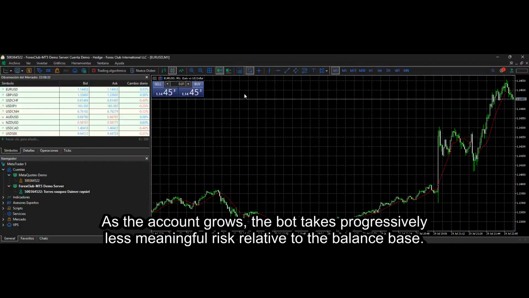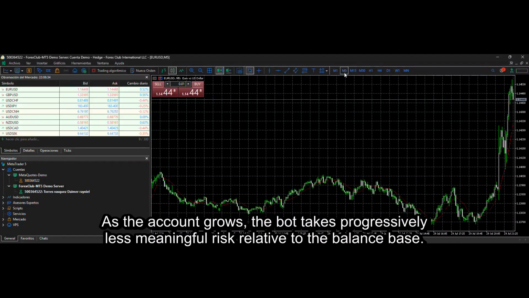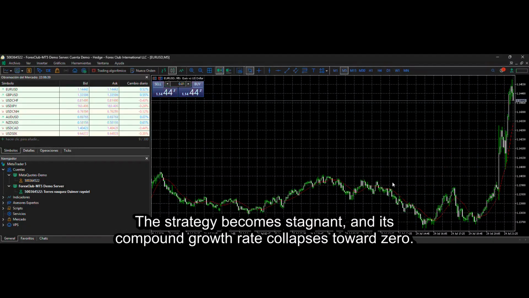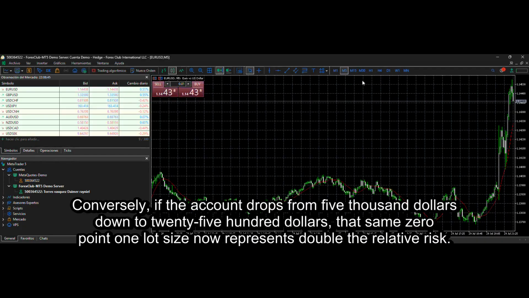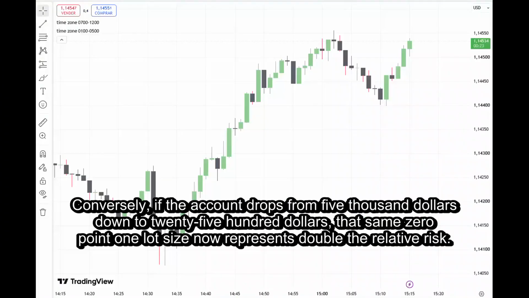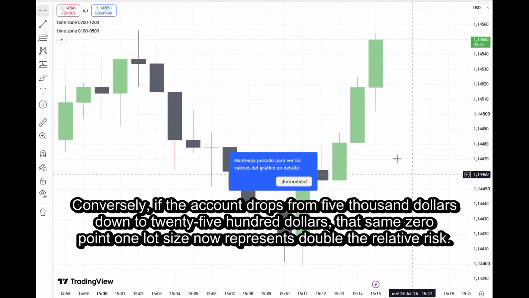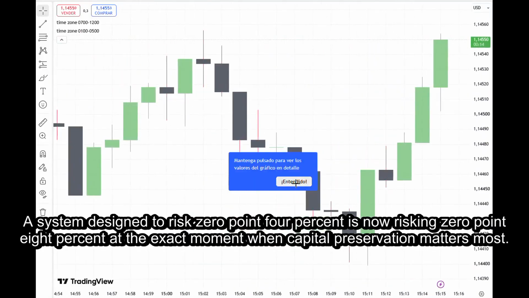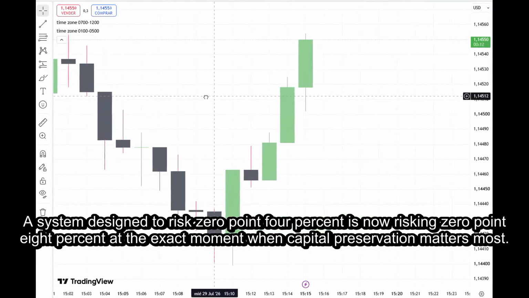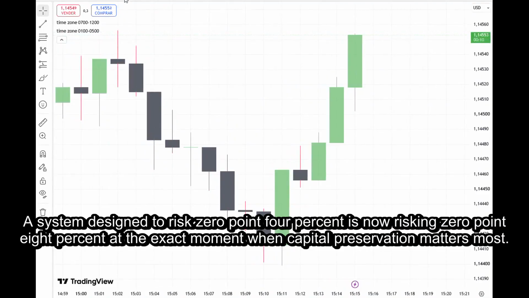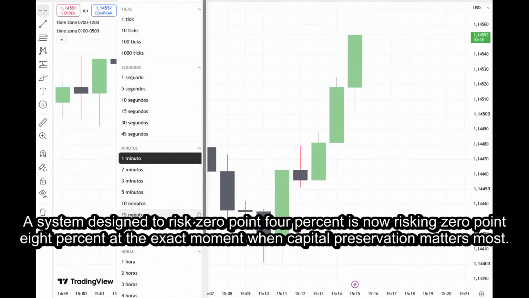As the account grows, the bot takes progressively less meaningful risk relative to the balance base. The strategy becomes stagnant, and its compound growth rate collapses toward zero. Conversely, if the account drops from $5,000 down to $2,500, that same 0.1 lot size now represents double the relative risk. A system designed to risk 0.4% is now risking 0.8% at the exact moment when capital preservation matters most.